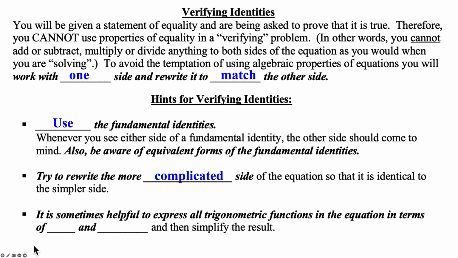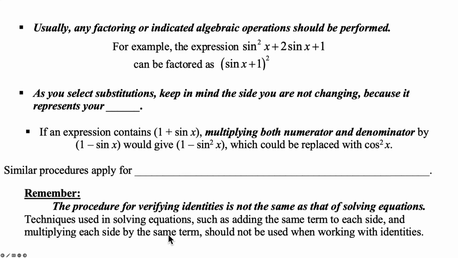It's sometimes helpful to express all trig functions in the equation in terms of, you've seen me do it already, sines and cosines, and then simplify the result. Usually any factoring or indicated algebra operation should be performed. So for example, the expression sine squared x plus 2 sine of x plus 1, you might want to factor that as sine of x plus 1, that binomial squared, so you can do some canceling. As you select substitutions, keep in mind the side you are changing because it represents your goal.